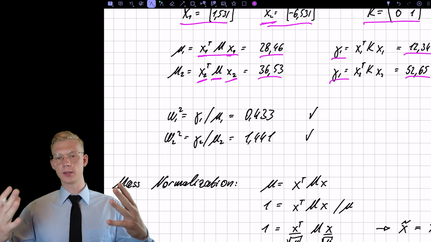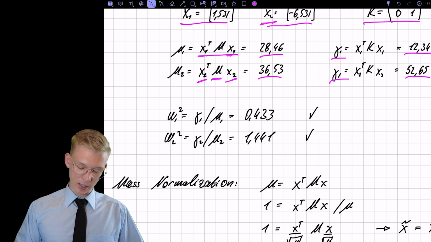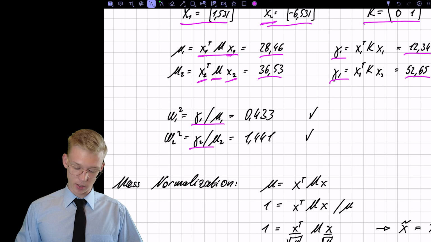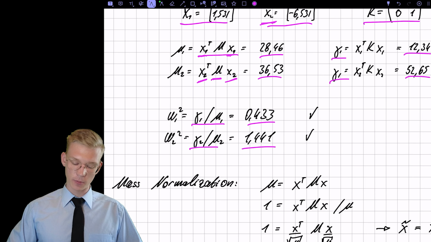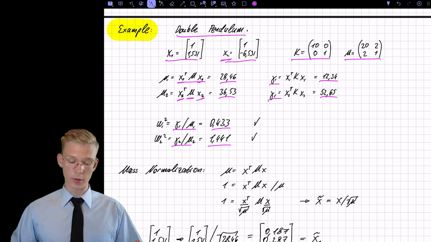Now, if we want to check, did we do the right thing? We can divide one by the other. So gamma 1 by mu1 and gamma 2 by mu2. And we get the exact same eigenfrequencies that we had from the video before. So we're on the right path.